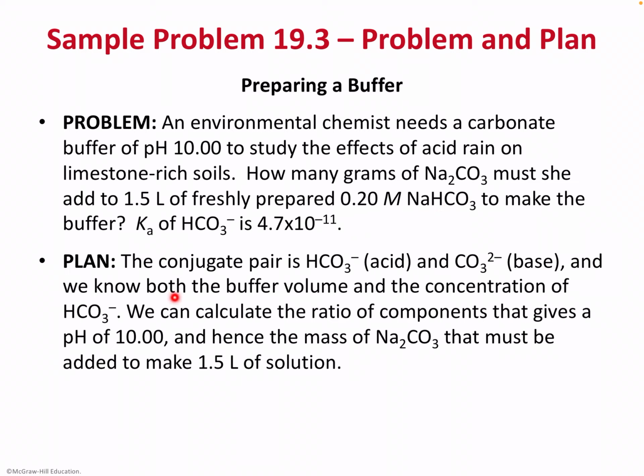Okay, we know both the buffer volume and the concentration. Volume is given, 1.5 liters, and the molarity is also given, the concentration of hydrogen carbonate. We can calculate the ratio of components that gives a pH of 10 and then get the mass of the sodium carbonate that must be added to make 1.5 liters of solution. So you might not have understood anything, but let's look at it step by step.